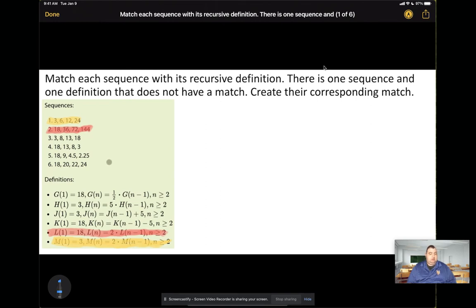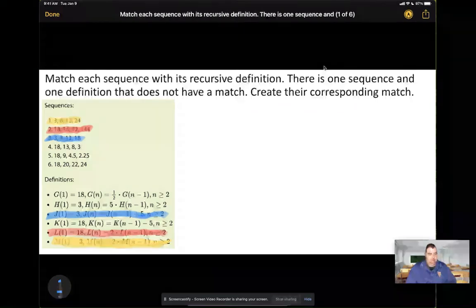So again, let's look at the ones that are starting at 3 and see which one has an adding of 5. H starts at 3, but we're multiplying by 5 each time. And J starts at 3, and we are adding 5 each time. So number 3, and I'm using a different color highlighter here, is going to go with J. All right, let's continue.